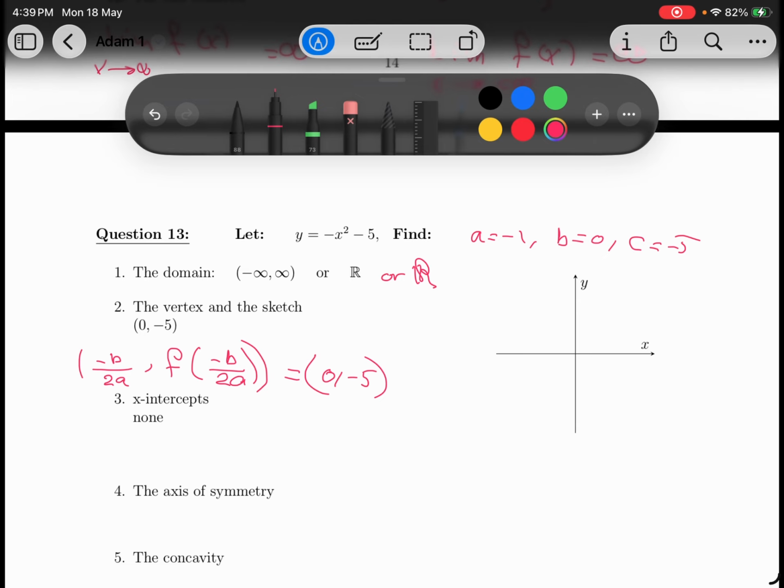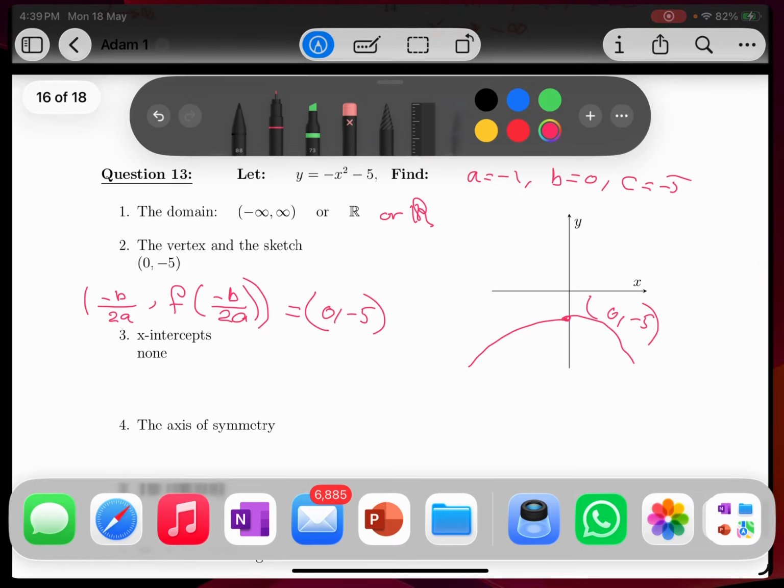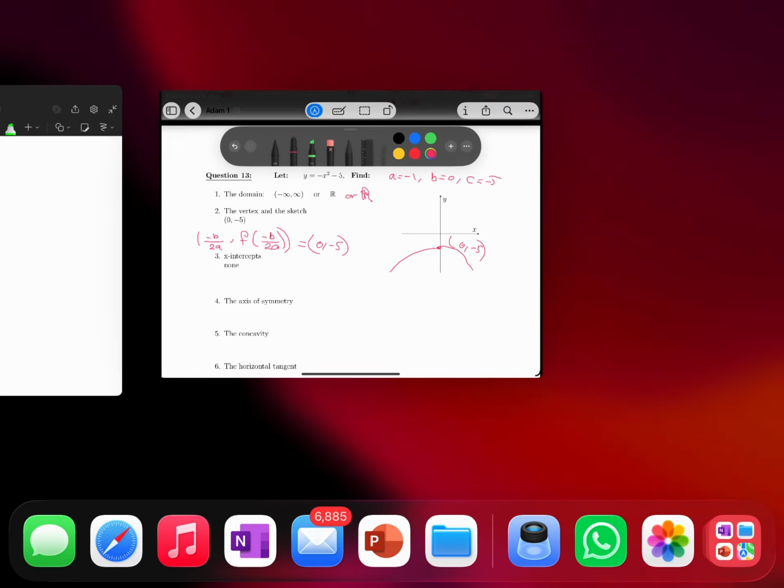So this is the vertex, 0 and minus 5. It's somewhere here, and this function is concave down because a is minus 1, less than 0. I will write here 0 and minus 5. Okay guys, so the x-intercept. Obviously there's no x-intercept. I will discuss this in more detail.